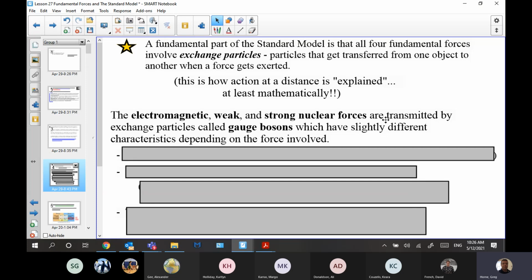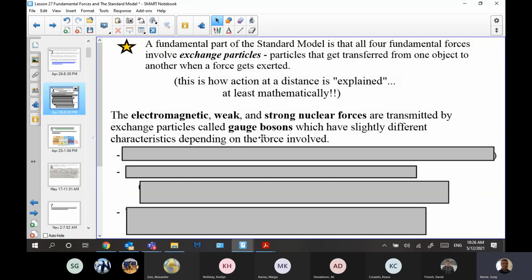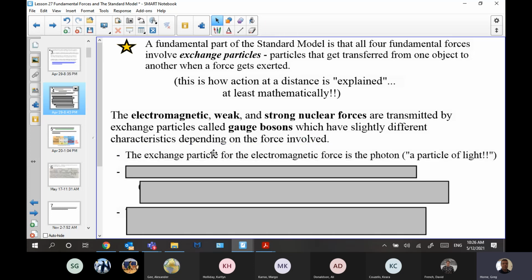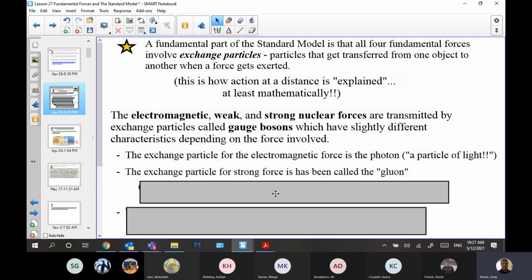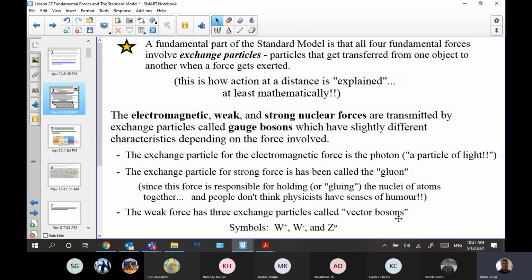So the electromagnetic, weak and strong forces are transmitted by particles. This is our first sort of category of particles, and you're going to see soon a summary of all the different types of particles. They're bosons, or gauge bosons, and they're going to have slightly different characteristics depending on which one we're talking about. If we're talking about the electromagnetic force, photons are the particles that bounce back and forth. The strong force has the gluons, the sense of humor used there for gluing the nucleus together. And the weak force has what they refer to specifically as vector bosons, the W plus and W minus, and then the Z boson.